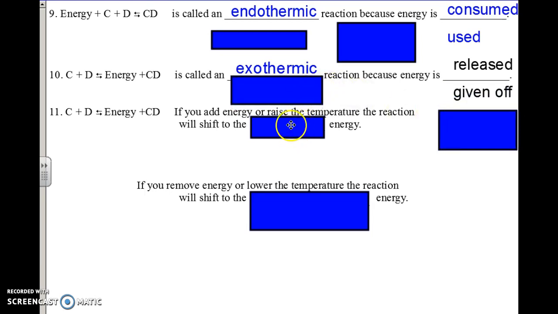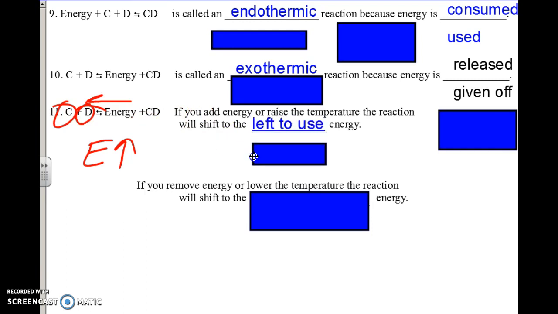In number 11, if you add energy or raise the temperature, the reaction will shift to do what with the energy? So in number 11, energy is going up. So according to Le Chatelier's principle, the reaction should shift to try to use up the energy. To do that, it would have to shift this direction and make more of C and more of D, and energy would be consumed in that reaction. So it would shift to use up that energy.